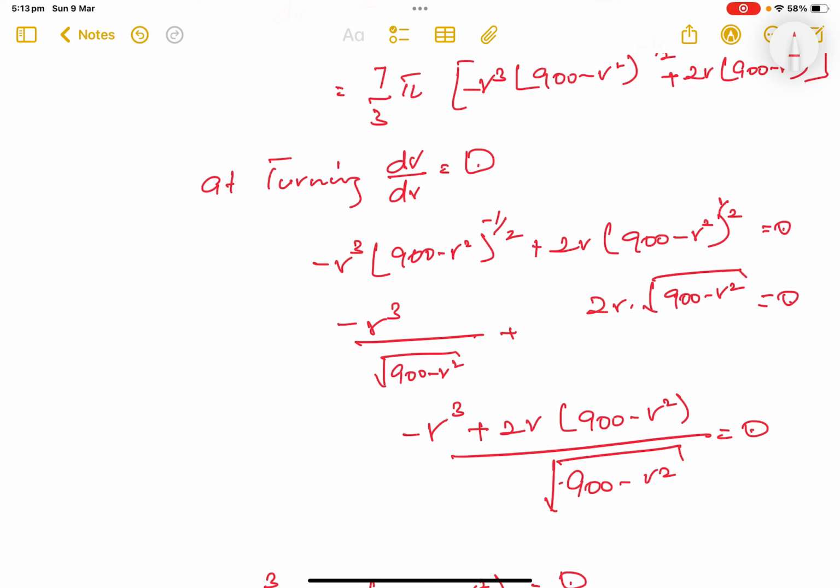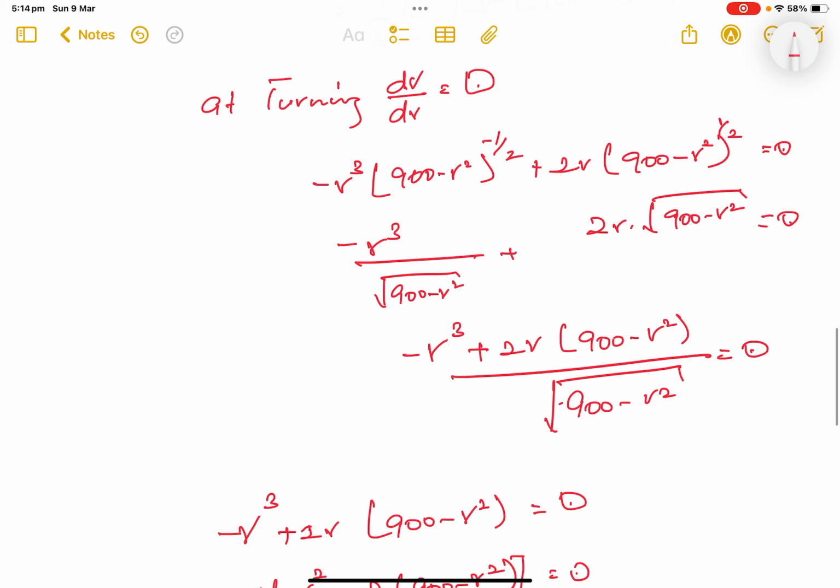we can just ignore that 7/3 pi because it's a constant. So all we have to consider is minus r cubed times 900 minus r squared to the power minus half, plus 2r times 900 minus r squared to the power half, equals 0. If we rearrange it, I would make it minus r cubed over square root of 900 minus r squared, plus 2r times 900 minus r squared. So the square root of 900 minus r squared is the LCM.